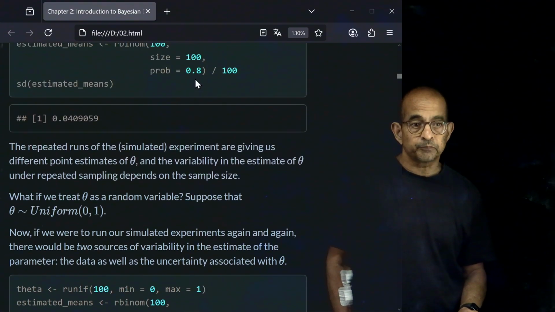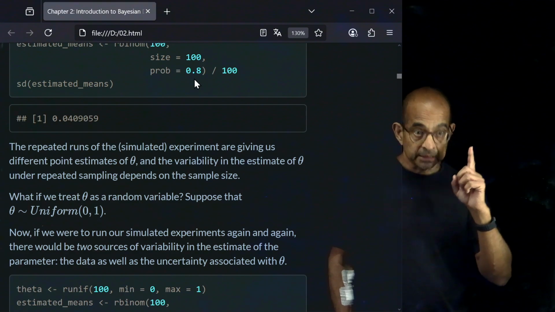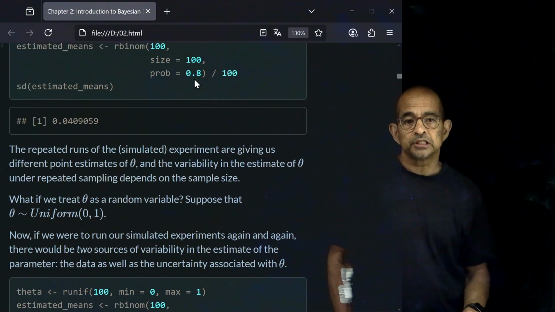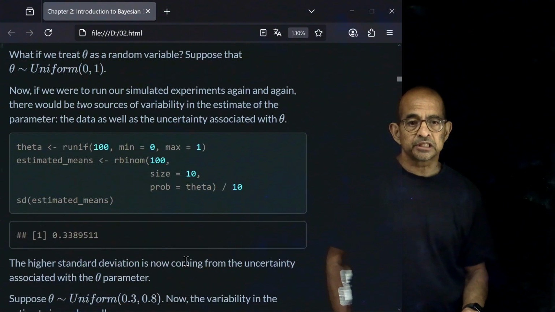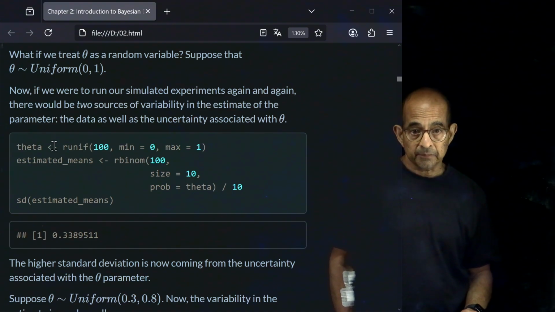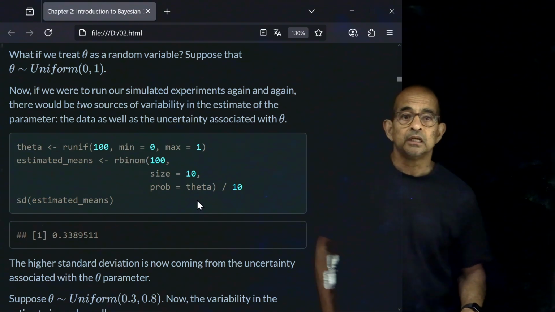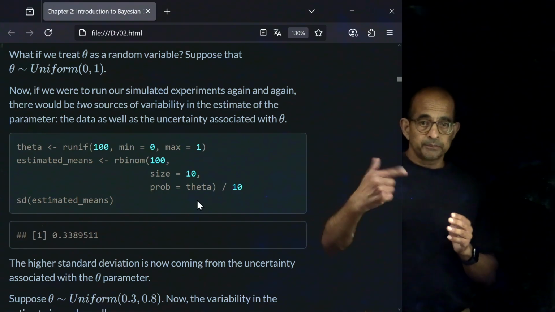I plugged in a point value. That was my assumed true value for theta. Instead of assuming a true value for theta, I'm assuming a prior distribution for theta, and I'm taking some samples from the uniform distribution and plugging those in. So I'm plugging in 100 different values here for theta under repeated sampling.